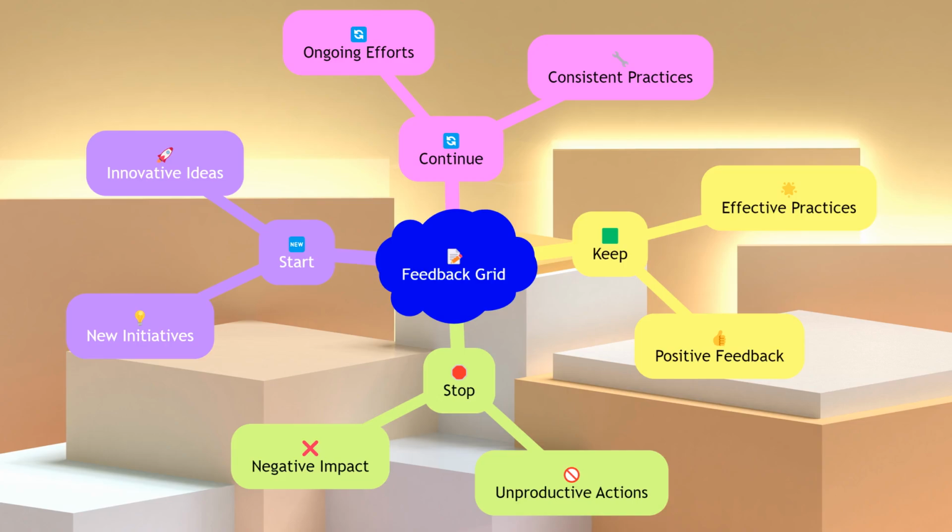A feedback grid is a visual tool that organizes feedback into specific categories, making it easier to analyze and act upon. Typically, a feedback grid consists of 4 quadrants: keep, stop, start, and continue. Each quadrant serves a distinct purpose, helping teams identify what practices are working well, what needs to be discontinued, what new actions should be initiated, and what ongoing efforts should be maintained. This structured approach ensures that feedback is balanced and covers all critical aspects of the team's performance.